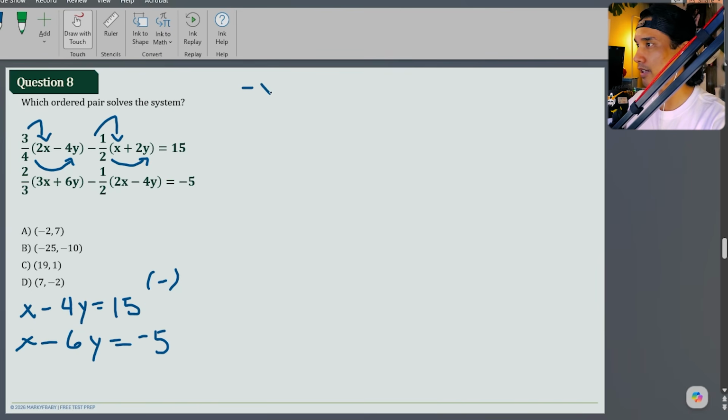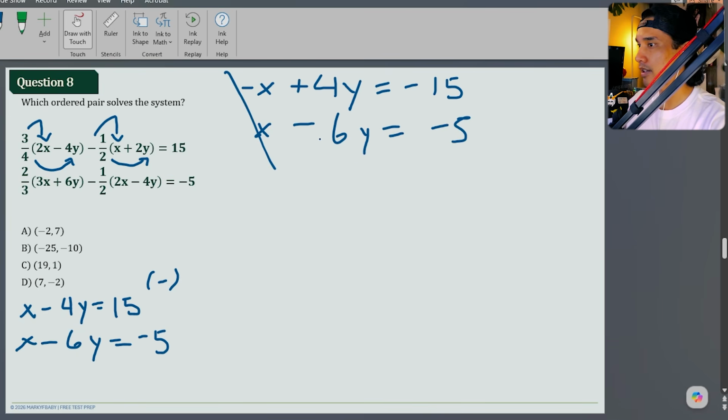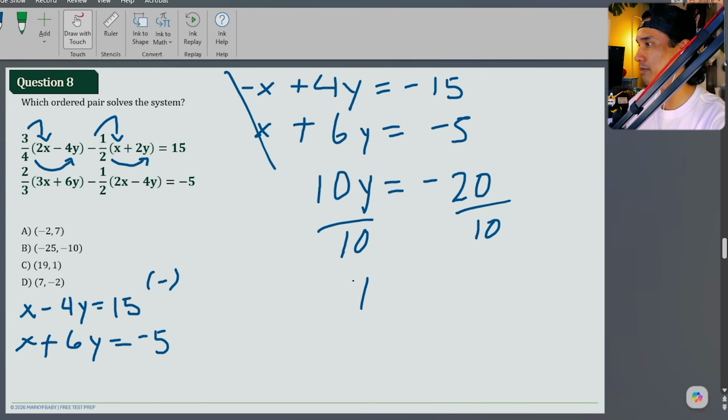So now I'm left with -x. Switch the sign is 4y. And then switch the sign, that's -15. And then I have x minus 6y equals -5. I'm going to cancel these two out, combine these, and it's plus 6y. I'm sorry, it's plus 6y. And then this equals 10y equals negative 20. Okay. And divide by 10, that's going to give me y is equal to negative 2. And I see a negative 2 in the y position in the ordered pair.